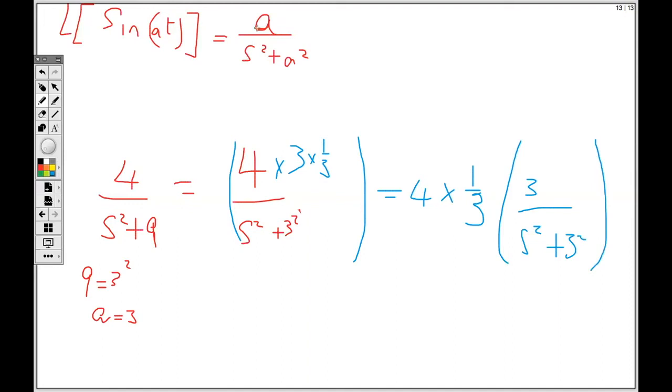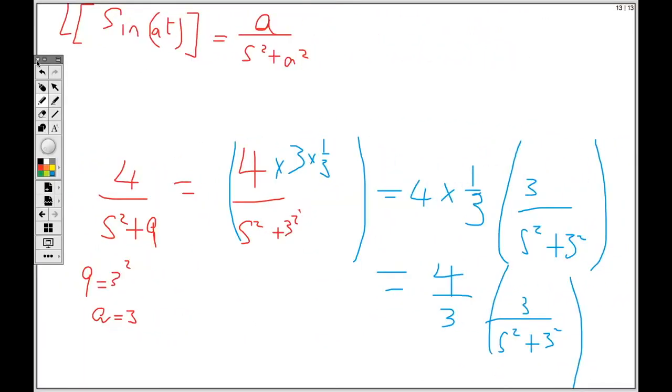So remember, we're trying to get a over s squared plus a squared, and that is what I have here. A, which is 3, over s squared plus 3 squared, and we can say 4 times a third is 4 over 3, and this is 3 over s squared plus 3 squared, close bracket. So this is 4 times a third, which is 4 over 3, and this is 3 over s squared plus 3 squared. And as you can see, this is my sine at.